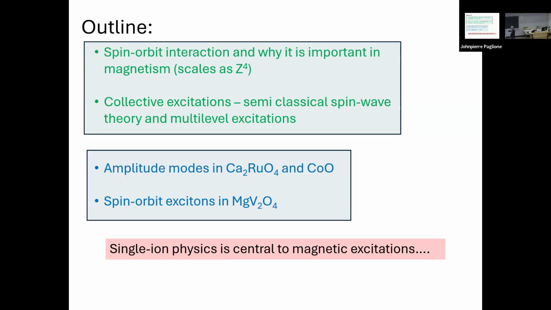Some examples. In particular, I want to focus on calcium ruthenate and cobalt oxide, and you'll see why those examples are interesting in the talk. And then finish up with some work we did on MgB2O4 and a compound called NBCP, which is a very good refrigerator. Hopefully I'll make the case for that. But anyways, the big goal here is I want to really make the case for why single ion physics is important for neutron scattering and also magnetic excitations. And also maybe I'll point out why I think it's being overlooked and a little bit unloved.